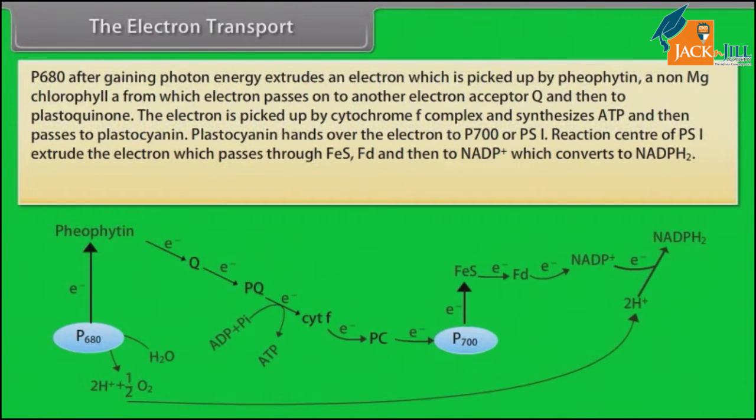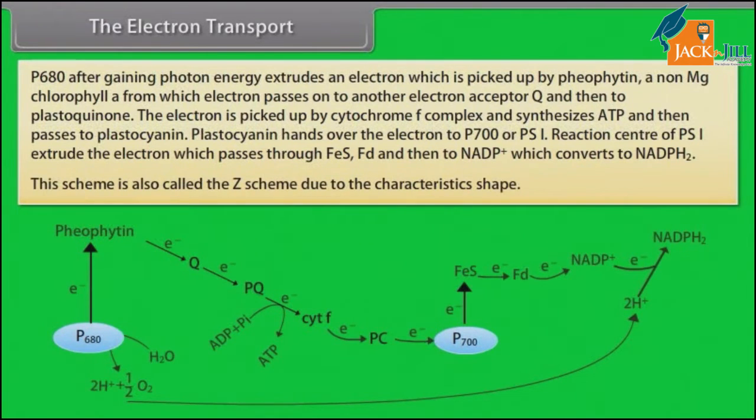The electron is picked up by cytochrome F complex and synthesizes ATP and then passes to plastocyanin. Plastocyanin hands over the electron to P700 or PS1. Reaction center of PS1 extrudes the electron which passes through FeS, FD and then to NADP+, which converts to NADPH2. This scheme is also called the Z scheme due to the characteristic shape.